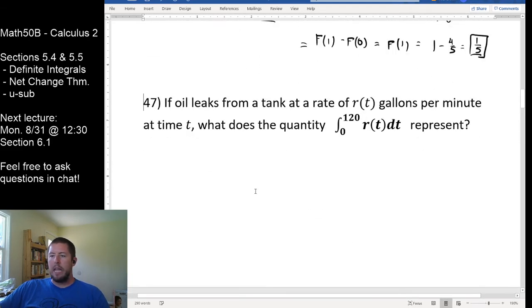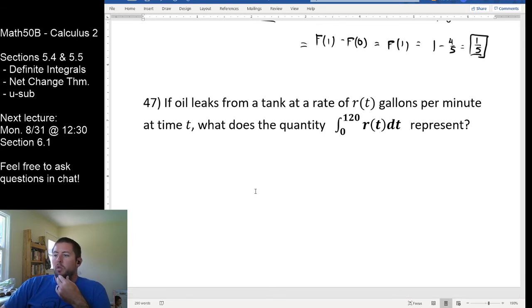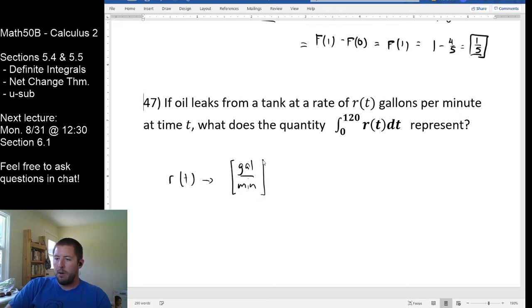So 47, this is not much of a math problem. This is a unit problem. What does this quantity represent? Oil leaks from a tank at a rate of R of t gallons per minute. So R of t is measured in terms of gallons per minute. A typical thing is to use brackets to notate units, gallons per minute.